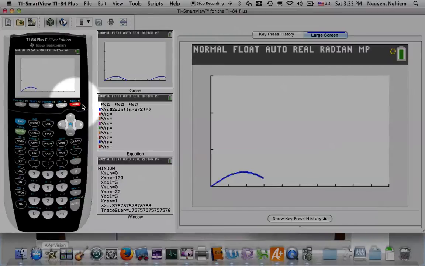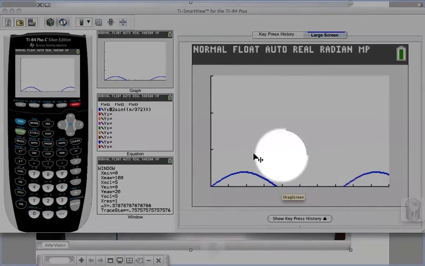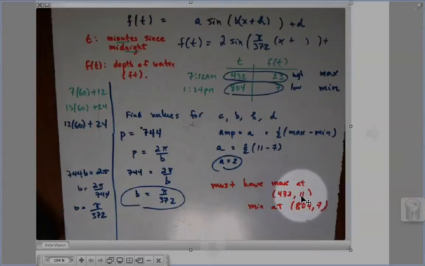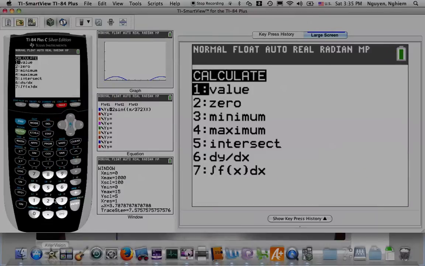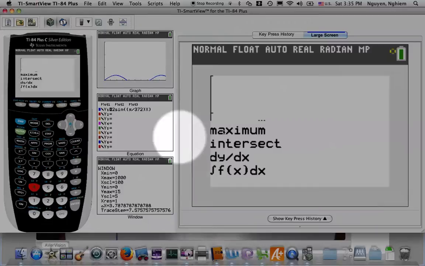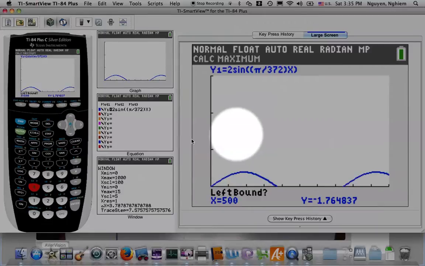You can see here this represents the height of the water. It starts out low, the water goes up, and then at low tide it comes back down again. Keep in mind that we must have a max at 432.11. So let's see what our max is right here. It's going to be way off. Second, calc, maximum, that's the fourth item on the list. Left bound at 300. No, I want my left bound to be a little bit smaller than that. Let's say 390.